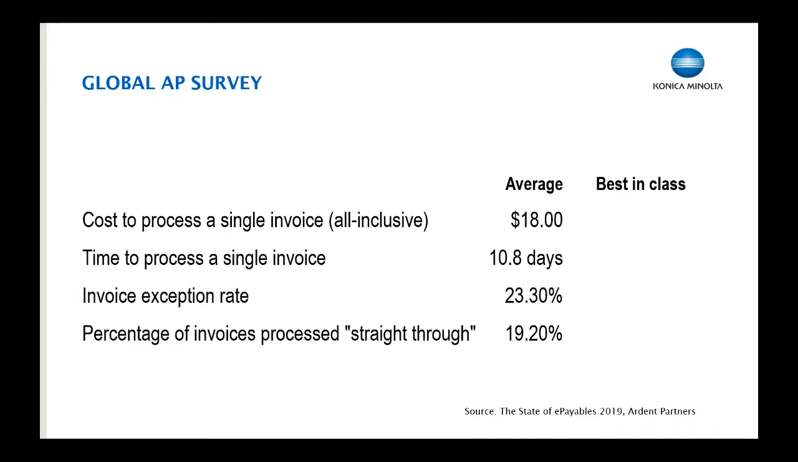Now, here's what we're aiming for. These are the global best-in-class numbers for an automated AP function. So $3.11 the cost to process an invoice, under 3 days time to process a single invoice, just over a 10% exception rate, and a much healthier 65% for invoices processed straight through. Now, if you're aware of some of these numbers in your organisation, you might be pleased to hear that we often exceed the global best-in-class figures post-AP automation here in Australia.